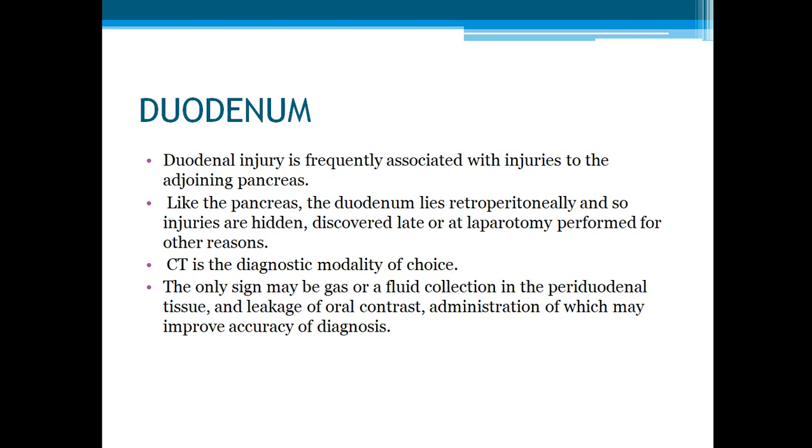So CT is usually the diagnostic modality of choice. The only sign might be a gas or fluid collection in the periduodenal tissue or a leakage of oral contrast, administration of which may improve the accuracy of the diagnosis. The stomach, on the other hand, if there is a perforation, you're most likely to get a pneumoperitoneum. And the treatment is always a surgical repair by suture.